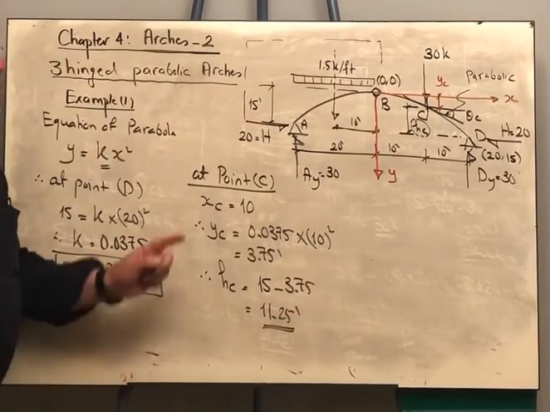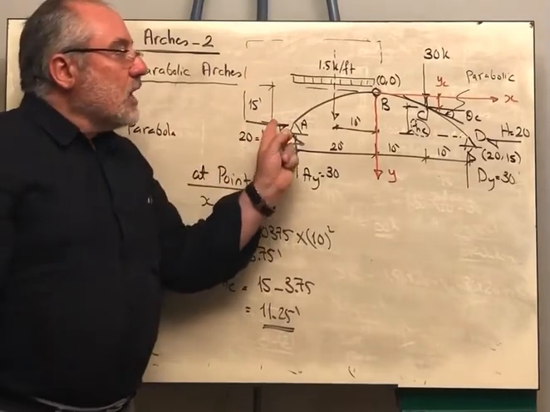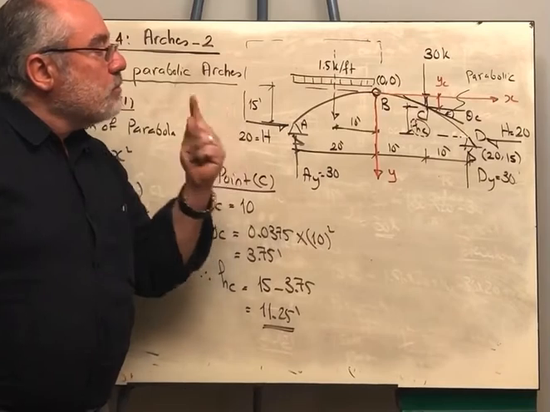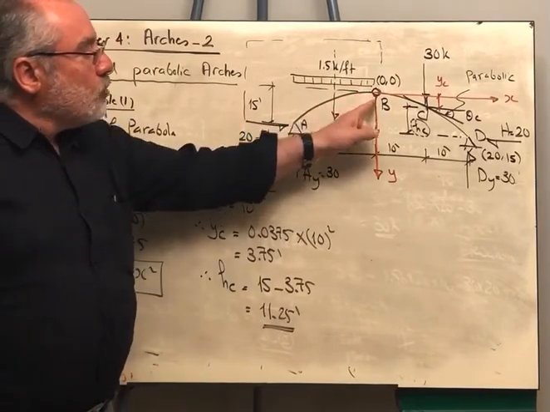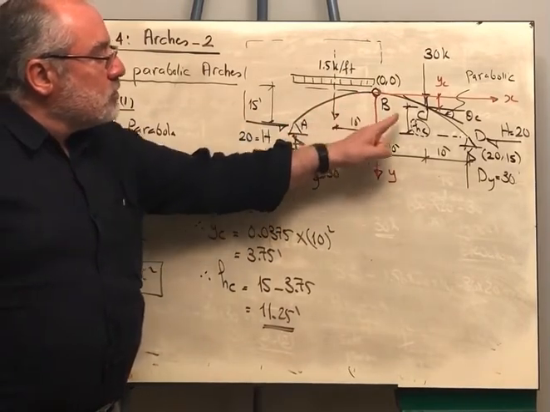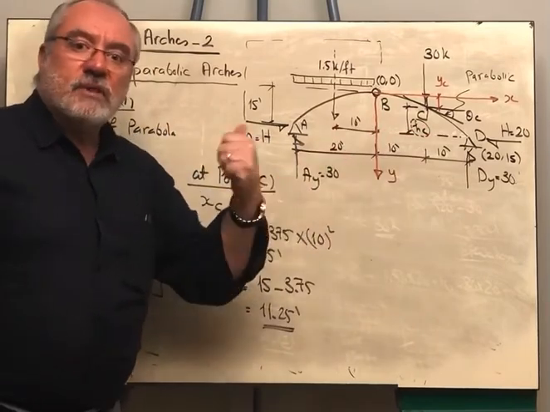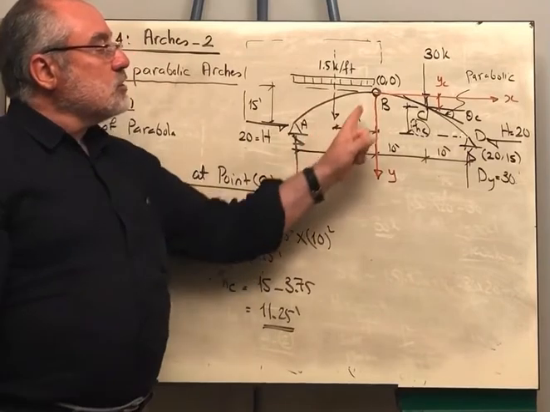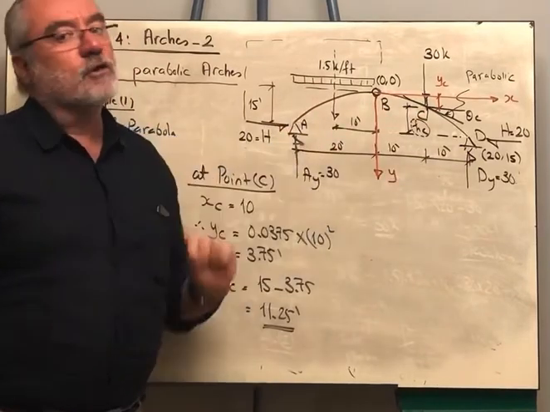Of course, whenever you are given a problem where you have a parabolic arch, I would give you one point or the height of one point only. For example, this point or that point, and from there you get the equation of the arch. From the equation of the arch, you can determine the coordinates of any other point.